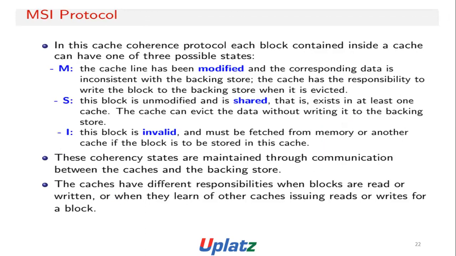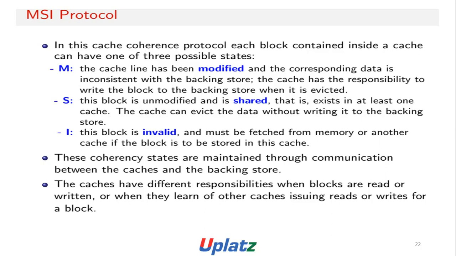MSI protocol. In this cache coherence protocol, each block inside a cache can have one of three possible states. M: the cache line has been modified and the corresponding data is inconsistent with the backing store. The cache has the responsibility to write the block to the backing store when it is evicted. S: this block is unmodified and is shared, that is, it exists in at least one cache. The cache can evict the data without writing it to the backing store.